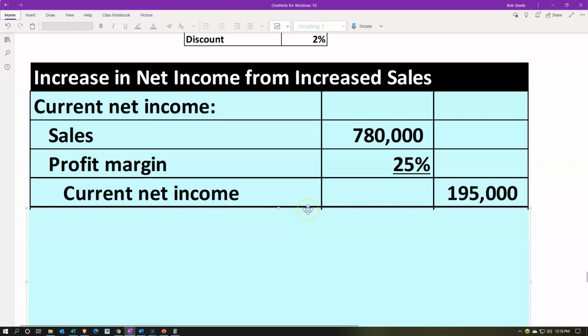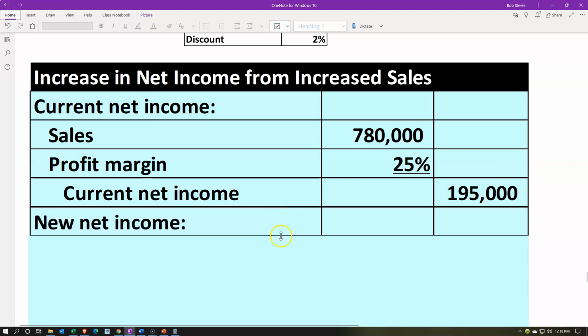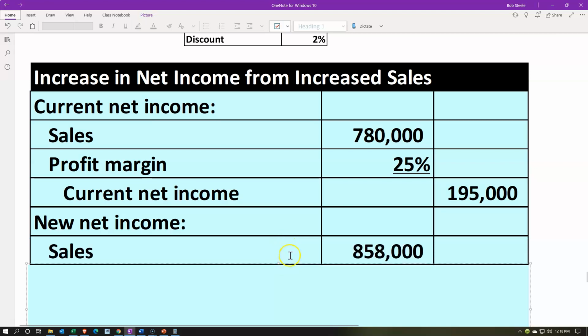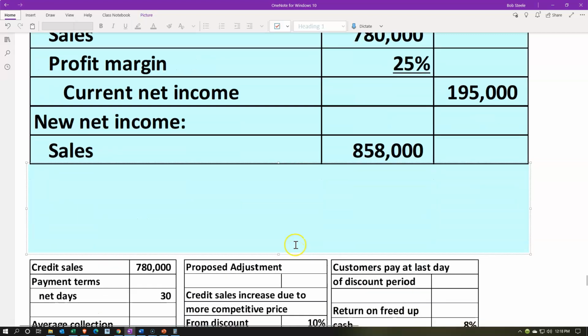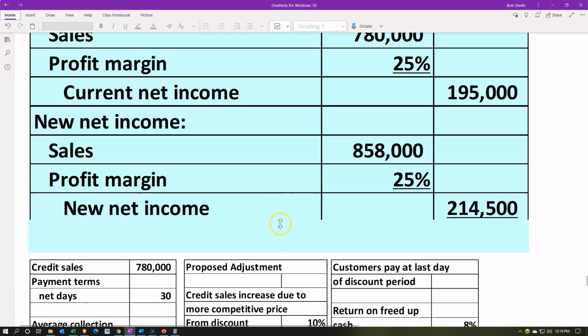So it was at 195,000. Now, if we use that same profit margin and take a look at the new net income, now we're at sales of 858,000. That's the top line of the income statement. To jump down to the bottom line of the income statement, we used a profit margin. So we're going to use the same profit margin, we're going to assume. So the 858,000 times the 25% is going to give us the 214.5.